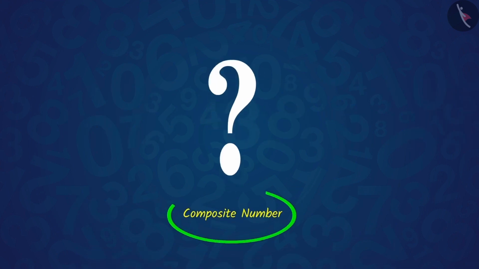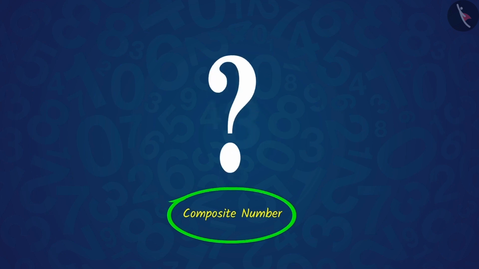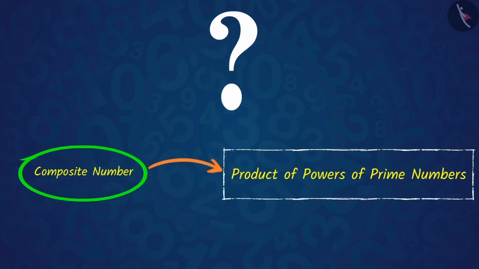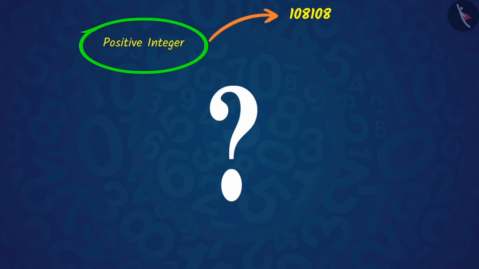Can you think of any composite number which cannot be written as the product of powers of prime numbers? Let us try to answer this. Let us factorize a positive integer, say 108108. Can you show how to factorize this number?